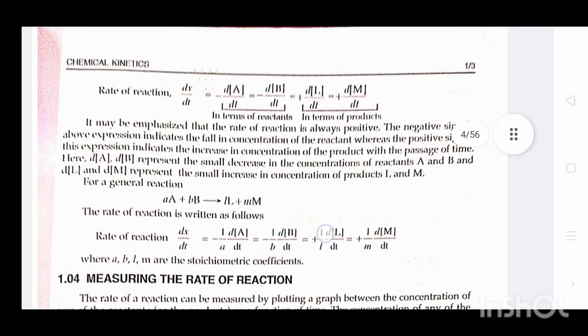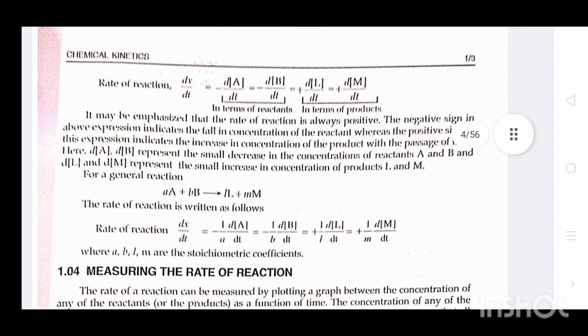It may be implied that the rate of reaction is always positive. The negative sign in the above expression indicates the fall in concentration of the reactant, whereas the positive sign in the expression indicates the increase in concentration of the product. With the passage of time, d[A] and d[B] represent the small decrease in concentration of reactants A and B, and d[L] and d[M] represent the small increase in concentration of products L and M.